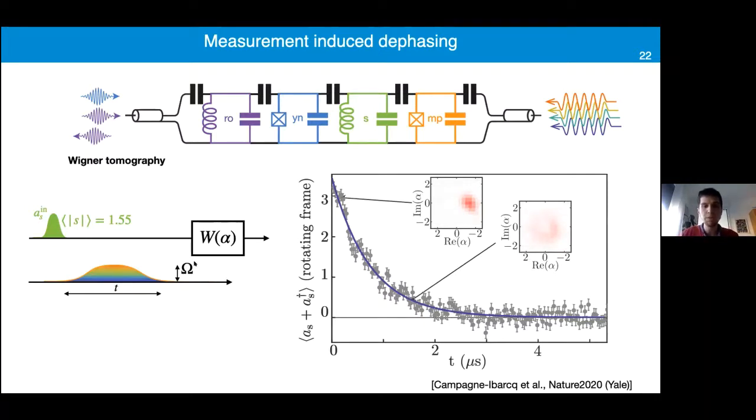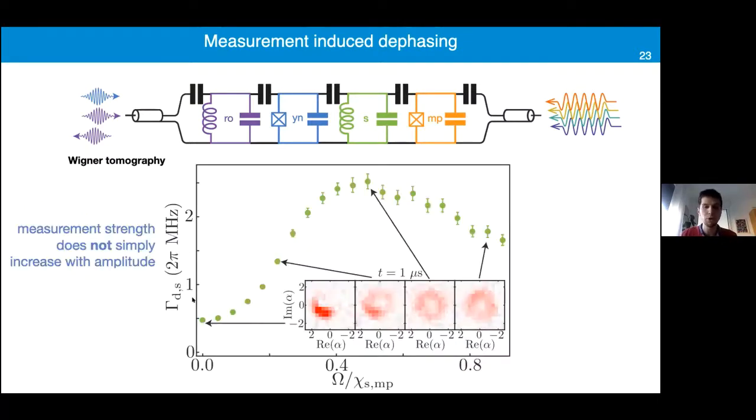So now you can repeat this experiment for various values of omega. And at the end, you obtain the following graph, which is the decoherence rate of the storage mode as a function of the amplitude of the measurement omega divided by chi-SMP. And you can see that the measurement strength does not simply increase with the amplitude. And we are able to reproduce this behavior with a master equation model. And the optimal point, the point where you have the fastest measurement, is in fact omega equal to chi-SMP divided by 2. So why? We developed a theory during the last year to explain this result.